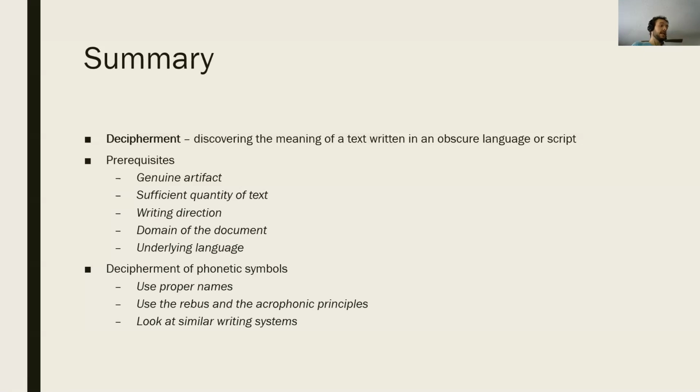Another thing that might help is to look at similar writing systems. Sometimes writing systems are based off of older ones, and we can use that evidence to begin a decipherment. But sometimes symbols just might be similar to each other by coincidence, so this strategy doesn't always work. That's important to remember as well.